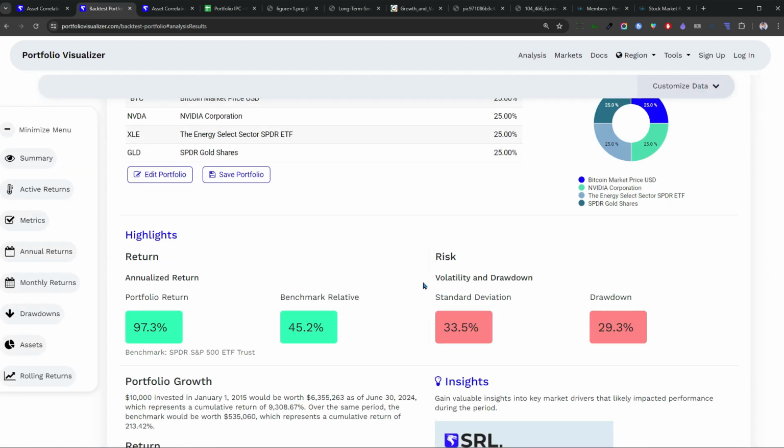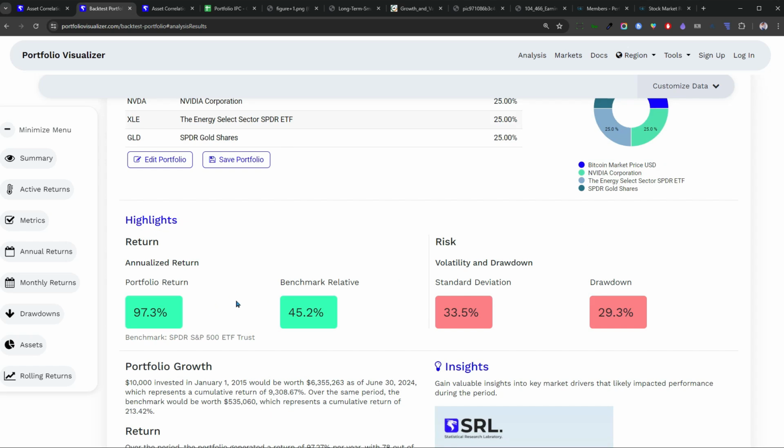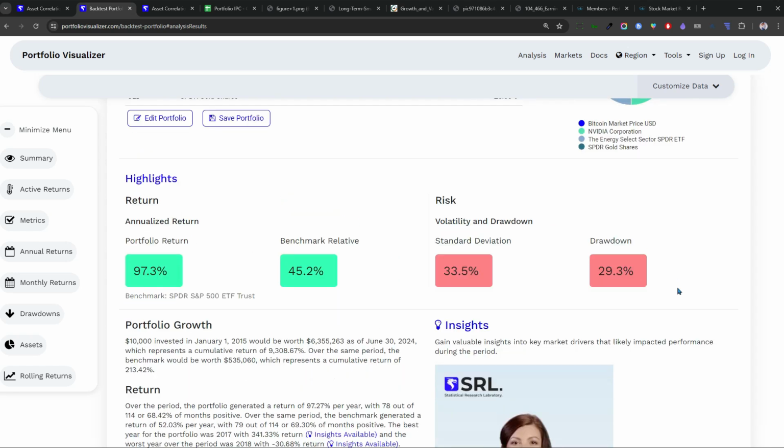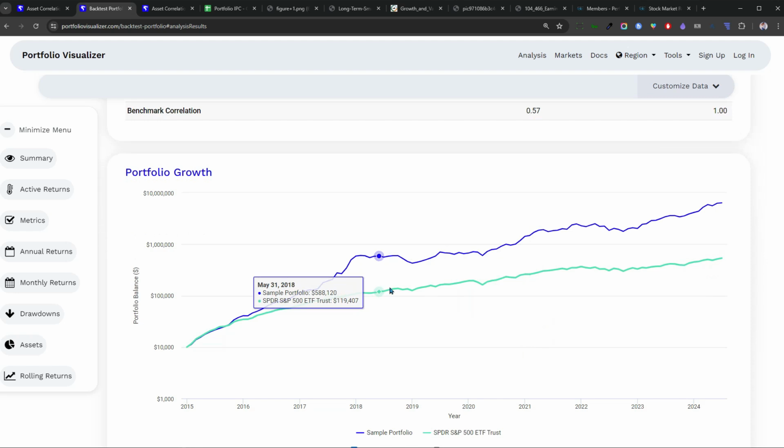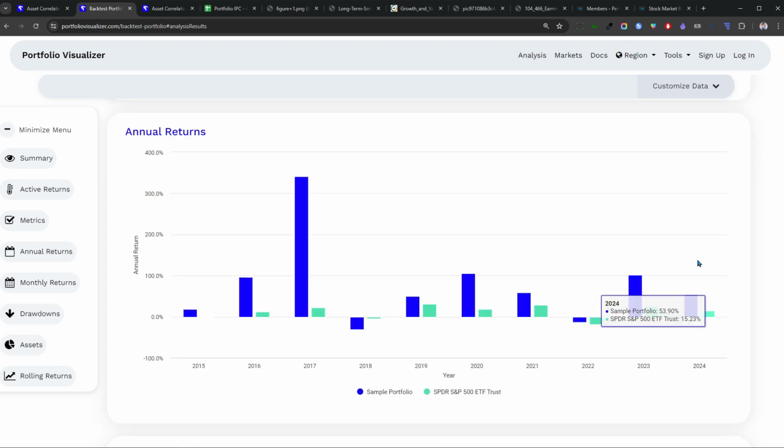Taking a look at the historical returns, annualized return came down, but not by much. Drawdown, once again, significantly reduced to a much more manageable 29%, while the Sharpe ratio remained really high at 1.56. And there's a look at the equity curve of that combined portfolio. Quarter Bitcoin, quarter Nvidia, quarter energy stock sector fund, and a quarter in gold. Much smoother than just being in any one single asset, and it smoothens out the yearly returns as well.